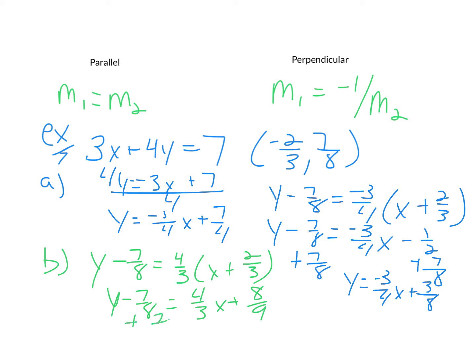Add the 7/8 to both sides. It's going to give us an ugly fraction. Y equals 4/3x plus 8/9 plus 7/8. That will get us 127/72. Get a common denominator, that's what you'll end up with.